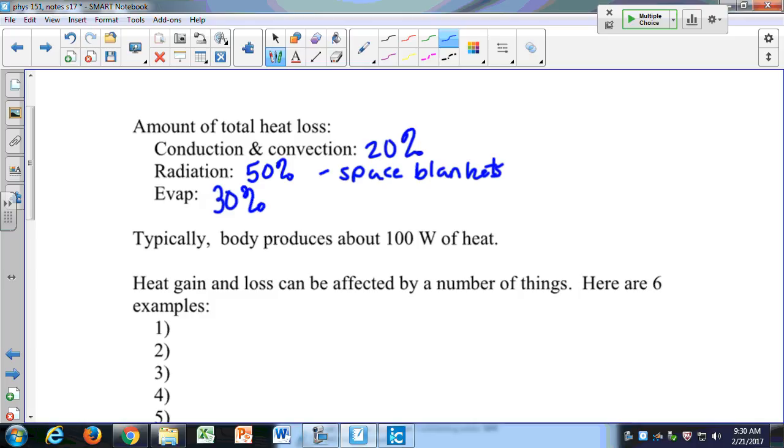So evaporation or sweating is about 30% of our heat loss. And typically, the body produces about 100 watts of heat. Remember, a watt is 1 joule per second. We use that to describe our electrical devices, and we'll see that in a later chapter. For example, these light bulbs in here are pretty efficient, only about 8 or 10 watts. But you guys put out about 100 watts of power. That means 100 joules per second your body is putting out, and about 50 of it escapes by radiation.